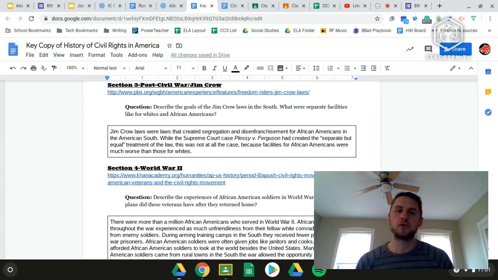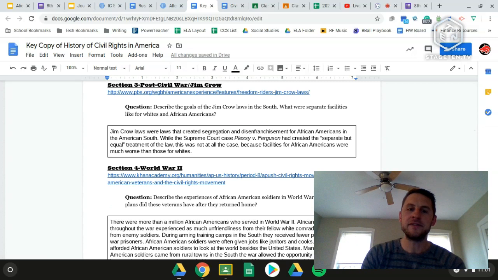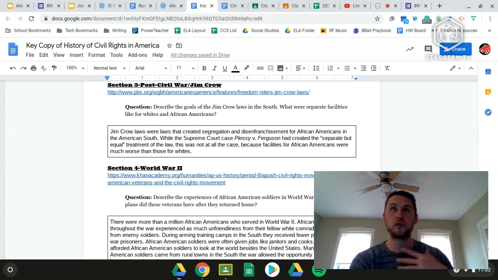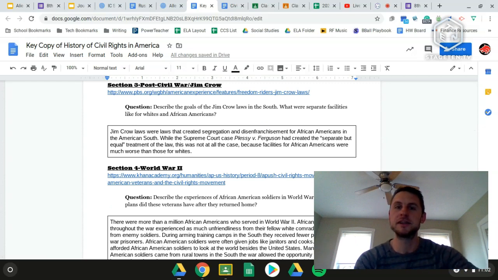Section 3 is that time period after the Civil War and into what's called the Jim Crow era. And the question was, describe the goals of the Jim Crow laws in the South. What were separate facilities like for whites and African Americans? And so for those of you who don't remember, because we did talk about this in a prior unit, Jim Crow laws created segregation and disenfranchisement for African Americans in the South.